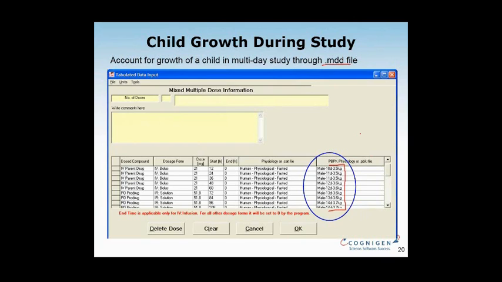through this file. Implementation through this mixed multiple dose file is sort of a blessing and a curse at the same time. The curse is in the fact that you have to create this mixed multiple dose file and you have to assign the physiology to each day of dosing and gradually growing that child. So you need to pre-create those files for each age as the child is going through the study. The blessing is in the fact that you have complete control over how that child would be growing.